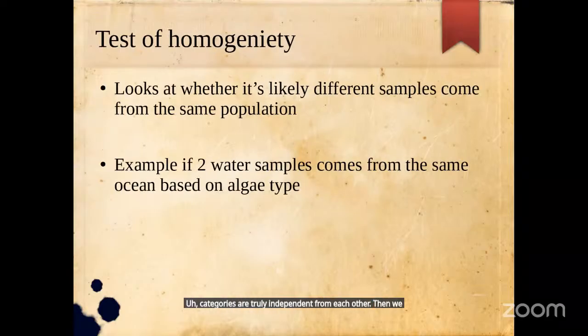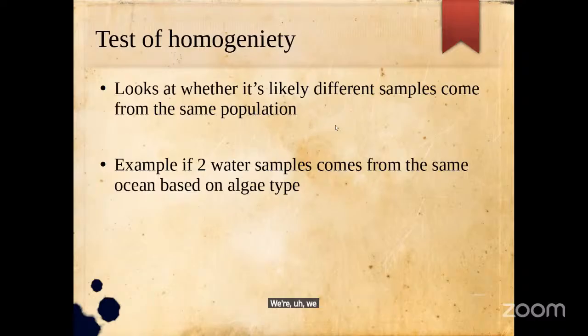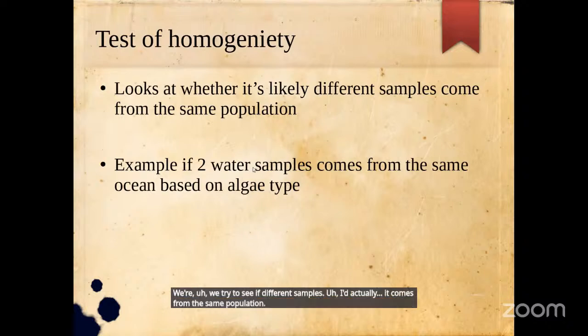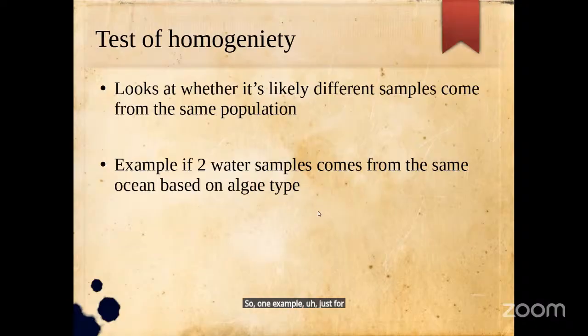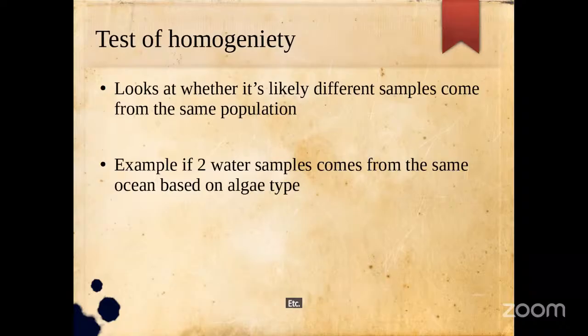Then we have the test of homogeneity, where we try to see if different samples actually come from the same population. One example, just for understanding: if we have two water samples and we want to see if both samples came from the same body of water, for example the same ocean, based on the algae type, count, and bacteria, etc. So this is just a brief understanding of the chi-square.